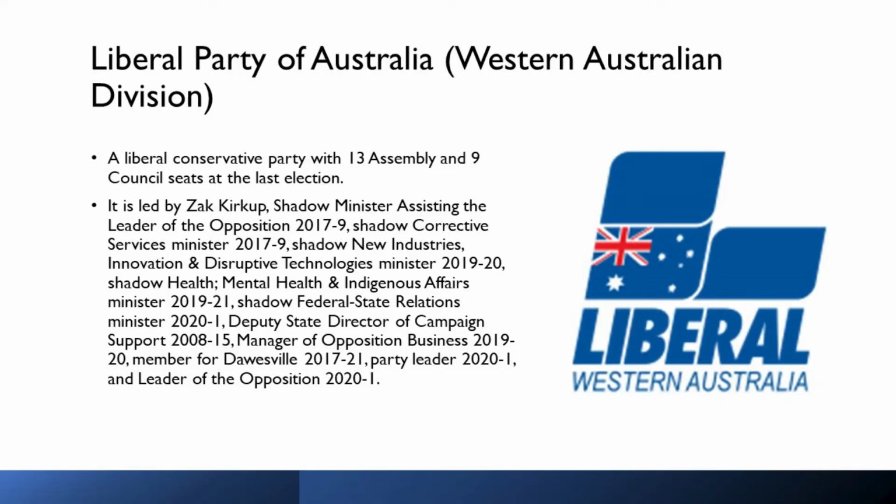The Liberal Party of Australia Western Australian Division is a Liberal Conservative party with 13 Assembly seats and 9 council seats at the last election. It is led by Zak Kirkup, Shadow Minister assisting the Leader of the Opposition between 2017 and 2019, Shadow Corrective Services Minister between 2017 and 2019 as well, Shadow New Industries, Innovation and Disrupted Technologies Minister between 2019 and 2020, Shadow Health, Mental Health and Indigenous Affairs Minister between 2019 and 2021, Shadow Federal State Relations Minister between 2020 and 21, Deputy State Director of Campaign Support between 2008 and 2015, Manager of Opposition Business between 2019 and 2020, Member for Dawesville between 2017 to 2021, and Party Leader between 2020 and 21, and also Leader of the Opposition.